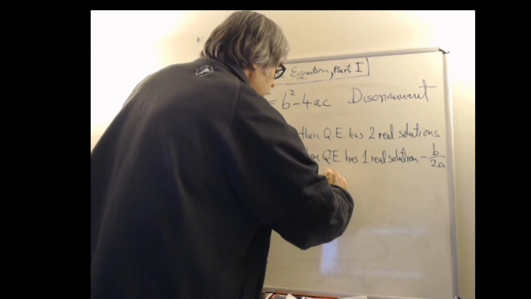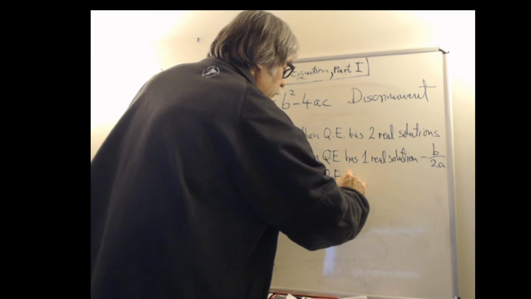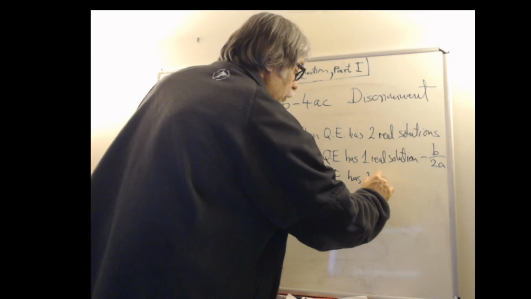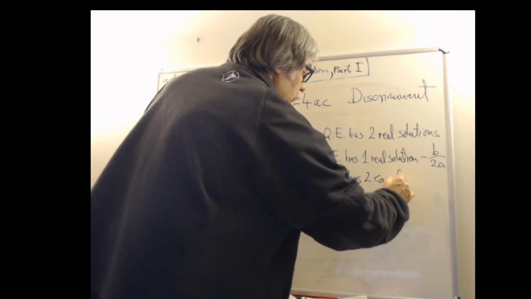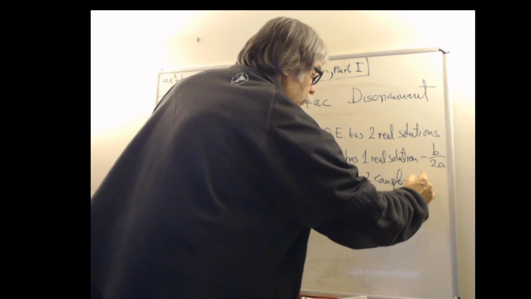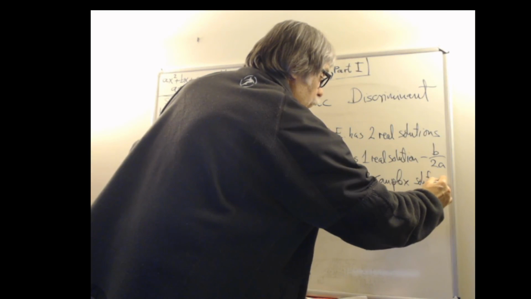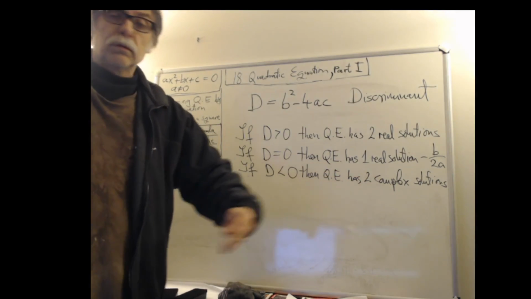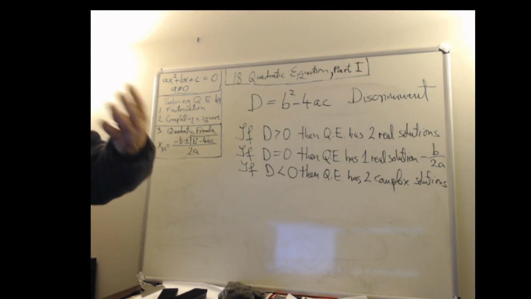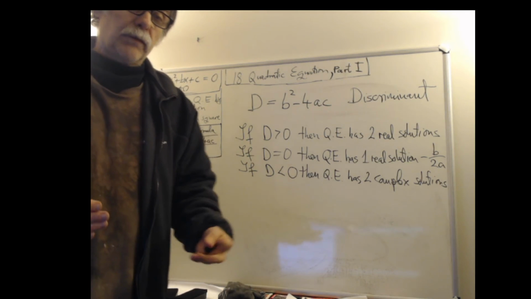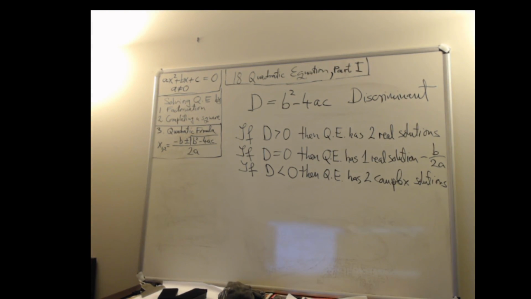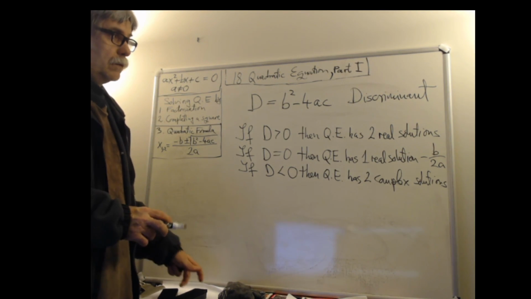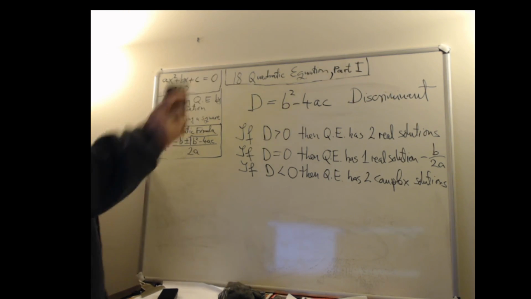So the quadratic equation has two complex solutions. I'm going to show you that in a moment. I'm not talking about two complicated solutions. I'm talking about two solutions that are complex numbers. Okay? So let me give you an example.